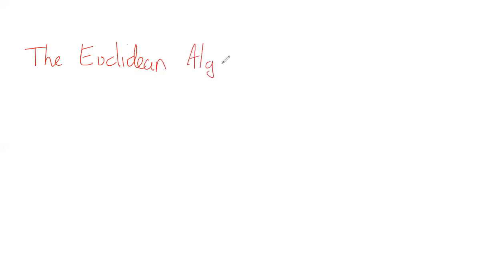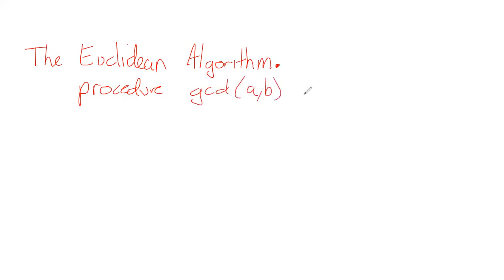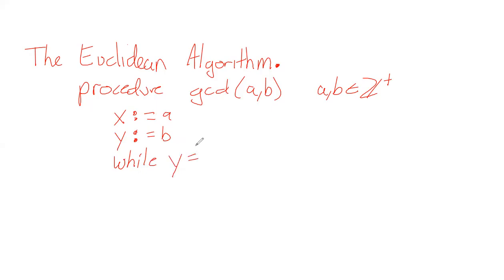So, we'll go ahead and write it out as pseudocode. Our procedure we'll call GCD, the greatest common divisor of two integers, and we'll assume a and b are positive integers. First, we define a few temporary variables. Then we have the following recurrence.